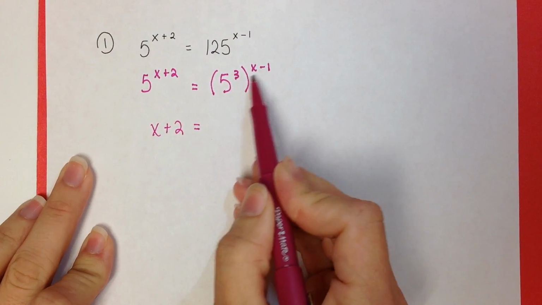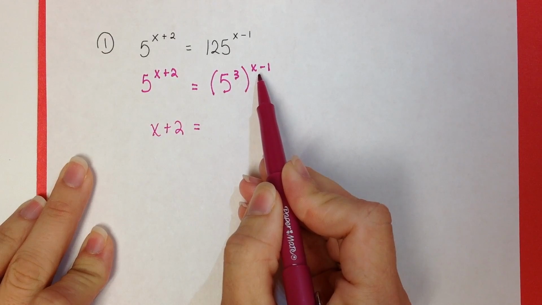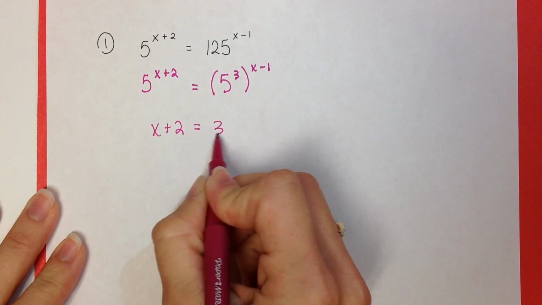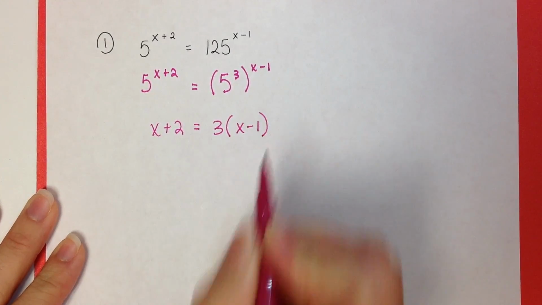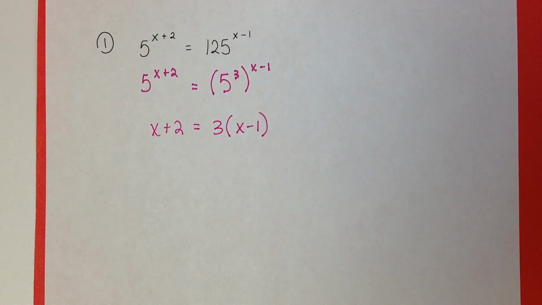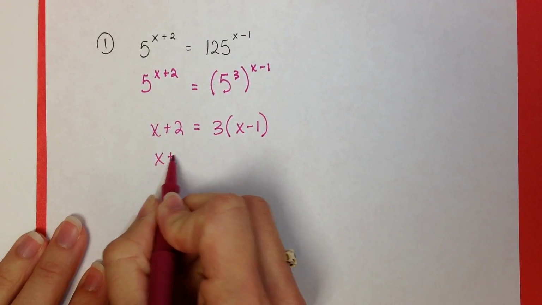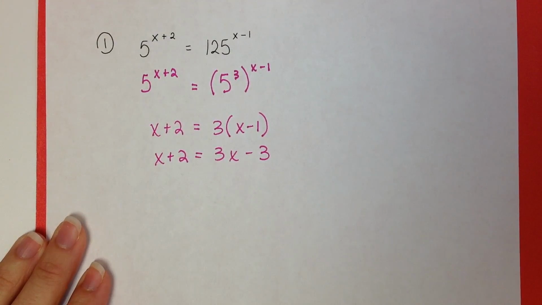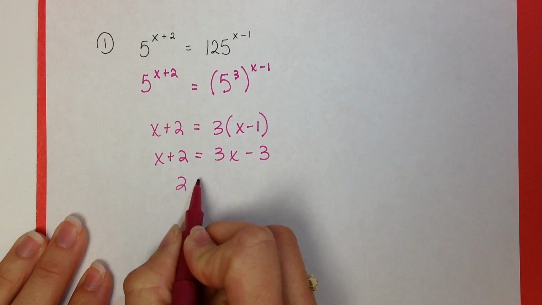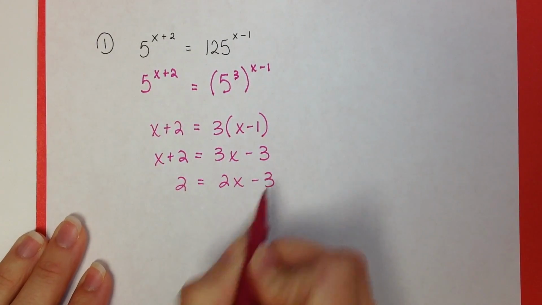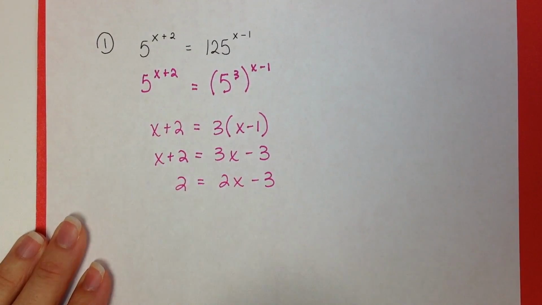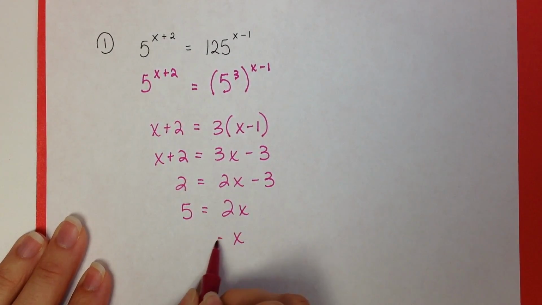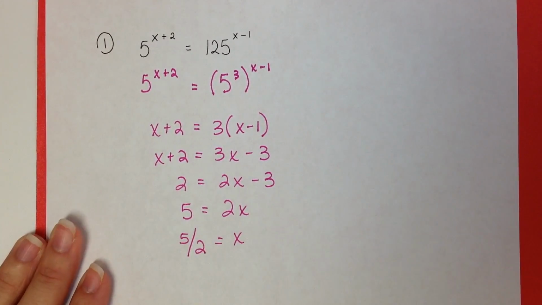Now when I'm pulling down my exponents here, this is a power to a power, so going with your exponent rules, you multiply those. So that would be 3 times x minus 1. At this point you have a very basic equation. So distribute your 3. Then I'm going to subtract x from each side, and then I will add 3 to each side. And of course then divide by 2. So my answer is 5/2.